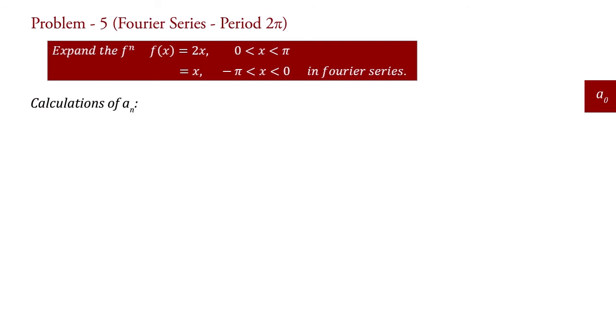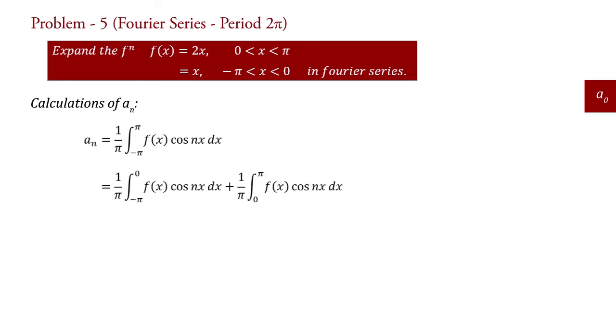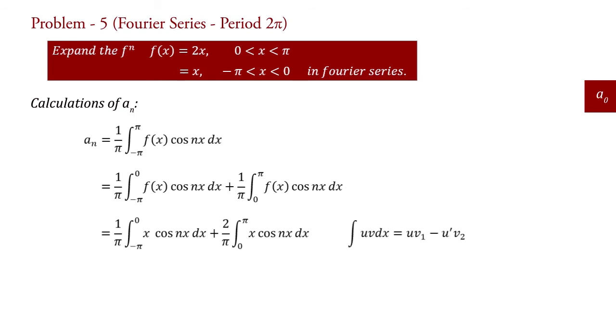For an equal to 1 upon pi integral minus pi to pi f of x cos nx dx. The given function is in two parts. So we will write an equal to 1 upon pi into this plus 1 upon pi into this. Putting the value of f of x, therefore an equal to 1 upon pi integral minus pi to 0 x cos nx dx plus 2 upon pi integral 0 to pi x cos nx dx. Here we have to apply the integration by parts formula for both the terms. That is, integral uv dx equal to u v1 minus u dash v2.